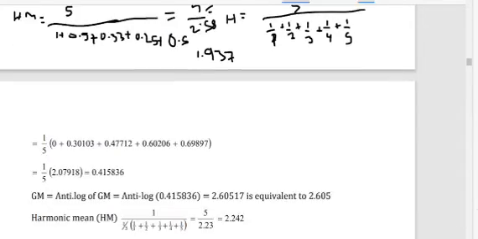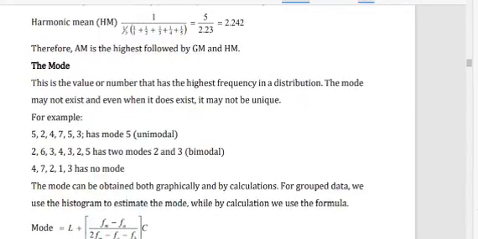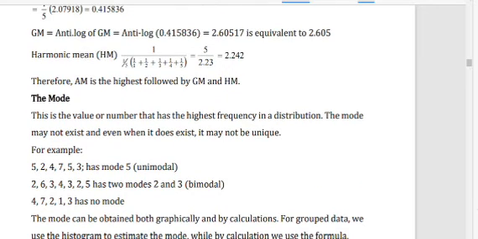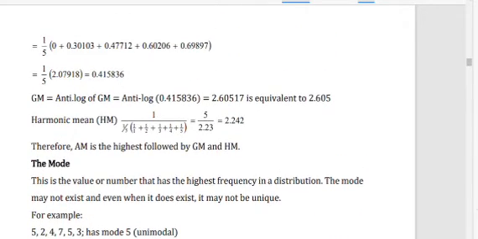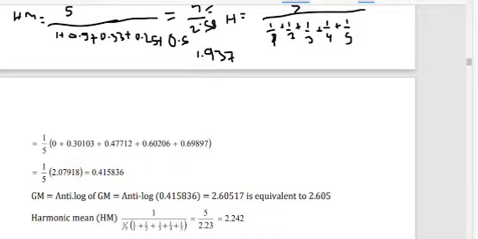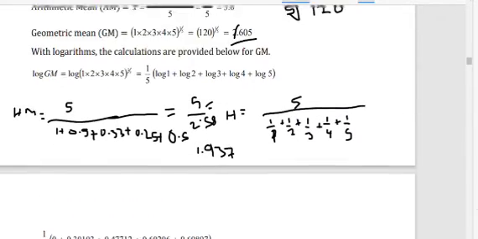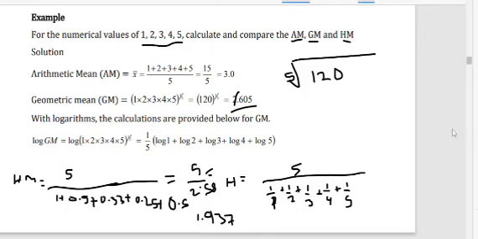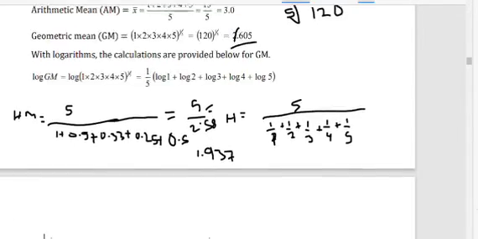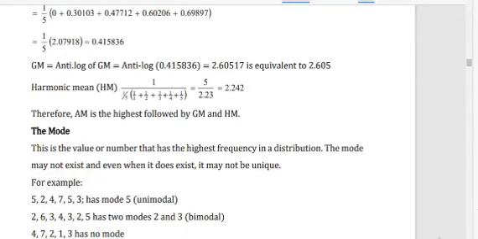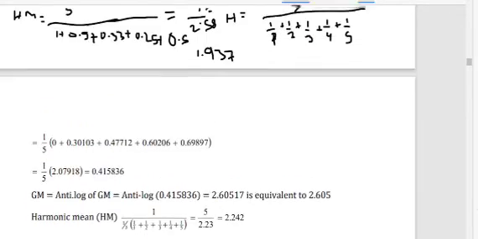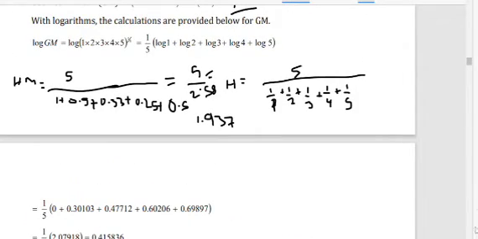So they say you should compare them. So if you compare them, which of them is the greatest? The arithmetic mean was 3. 3 is higher, followed by the geometric mean, which was 2.605, and this one was 1.93.